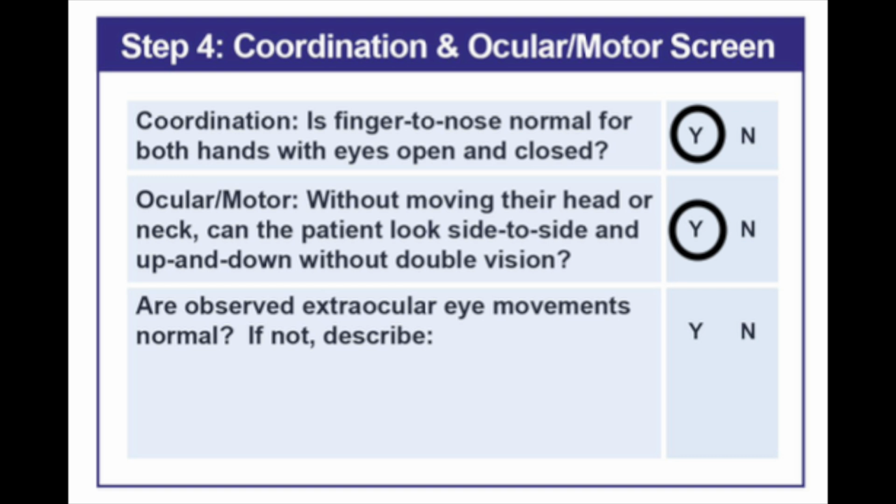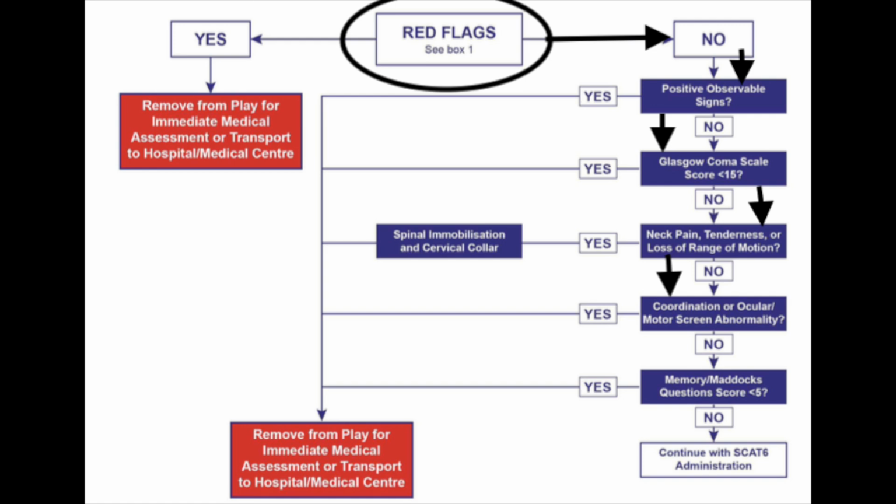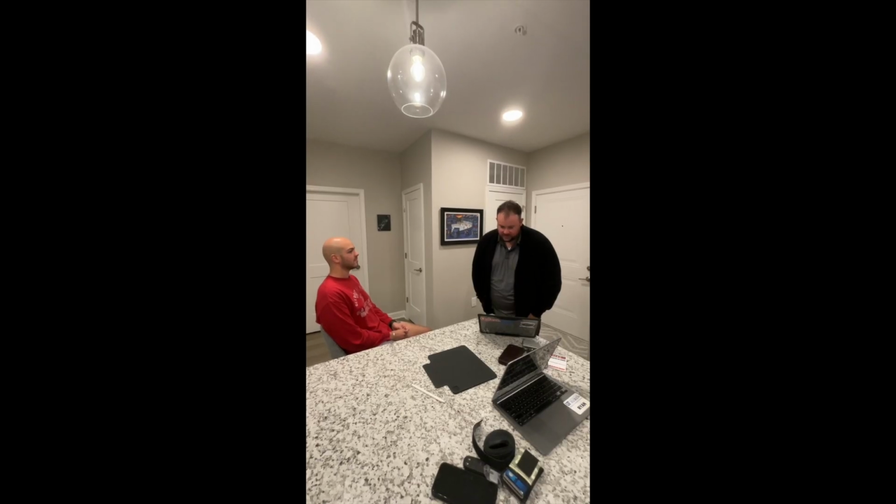While the patient is moving their eyes up and down and side to side, the clinician should be observing for any abnormal eye movement. And if there is abnormal eye movement, make sure you describe what the abnormal movement is. Our patient had normal eye movement and no abnormalities found, so we marked no. With no abnormalities found in coordination and ocular motor screening, the flow chart now tells us we can move on to our memory assessment. Please listen carefully and give your best effort.